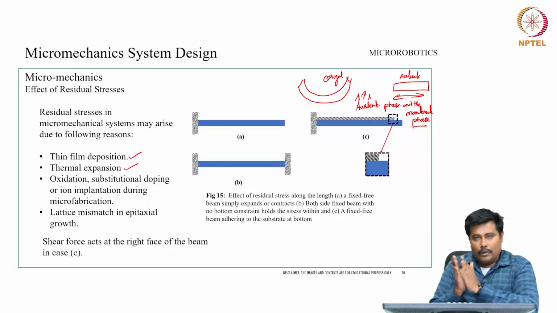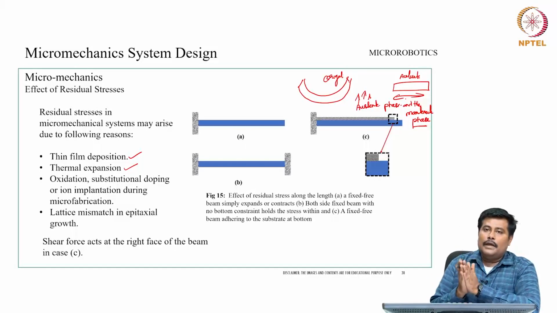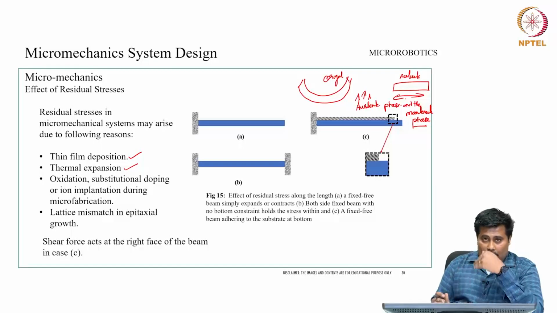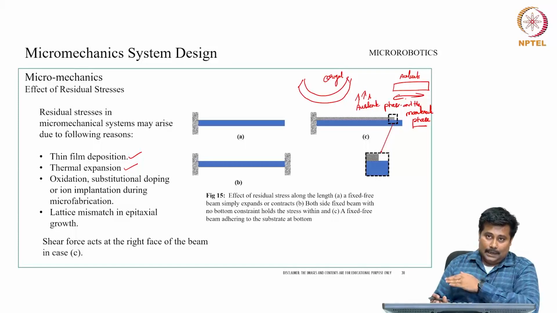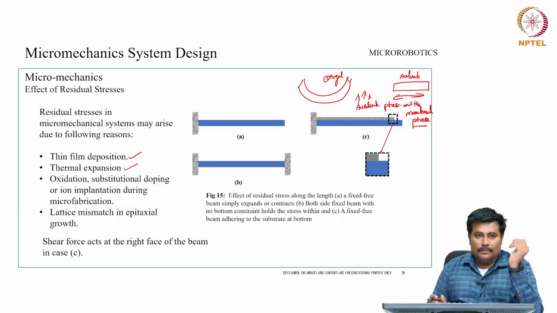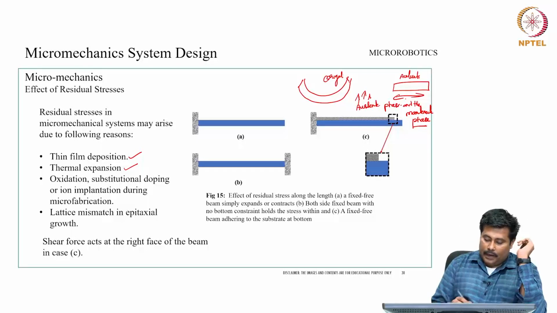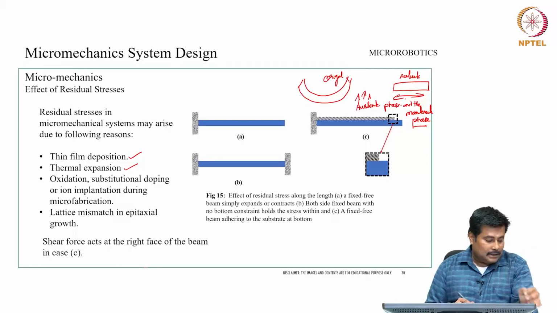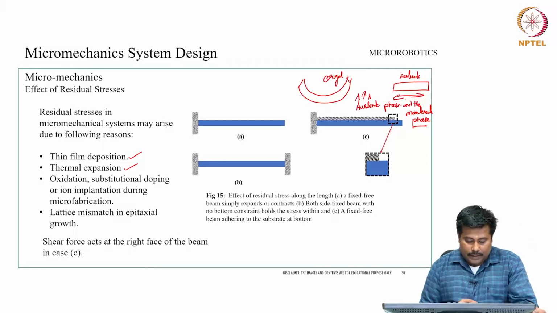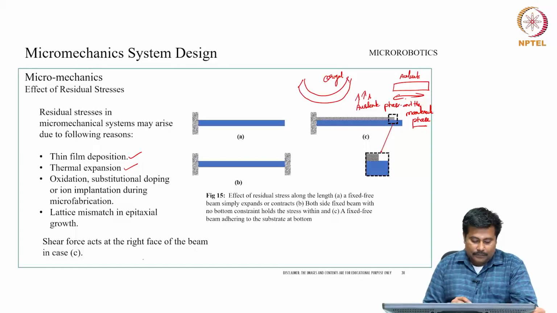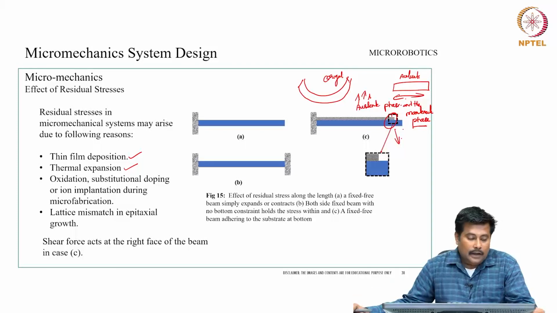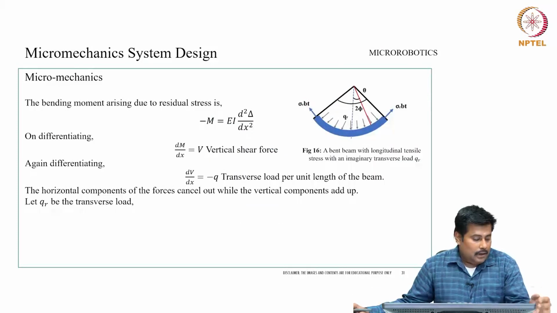In case there is no proper epitaxial growth, it may result in poor adhesion, and in due course of time during our life cycle, this shape memory alloy thin film may peel off from the substrate. Next, as far as this particular case is concerned, there is a shear force which acts at the right face of the beam in the case of this particular C. So, which is also one of the key points which we may need to consider.